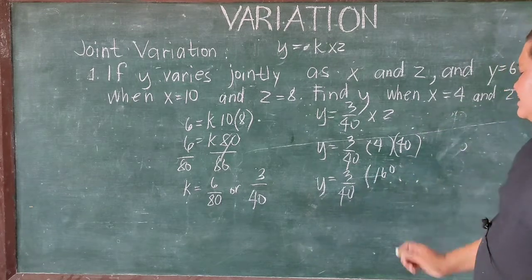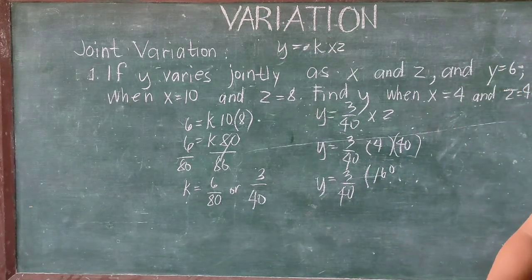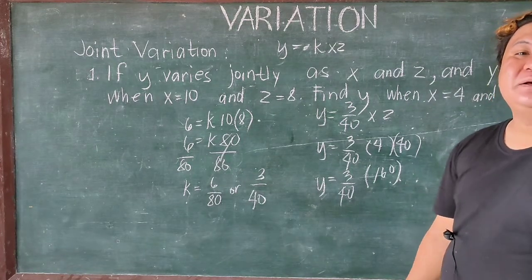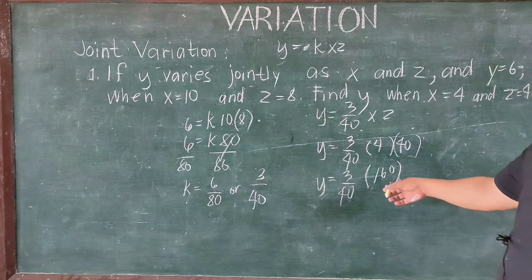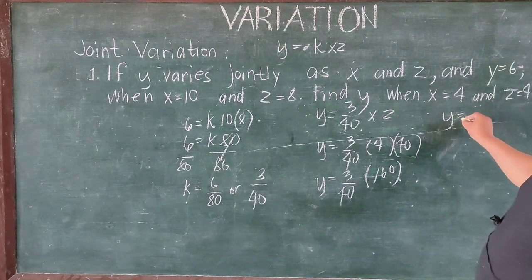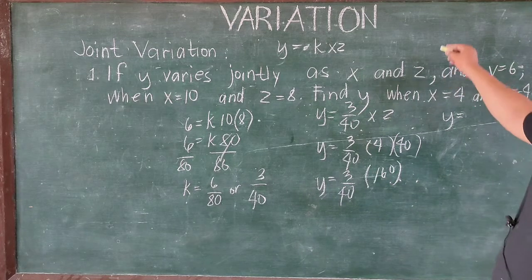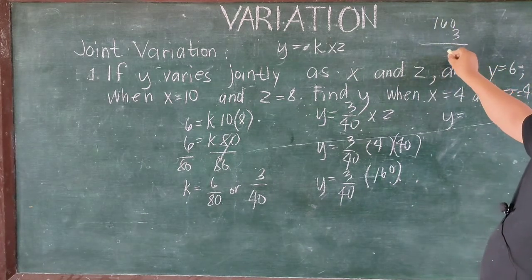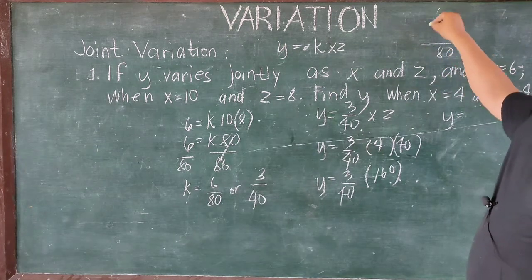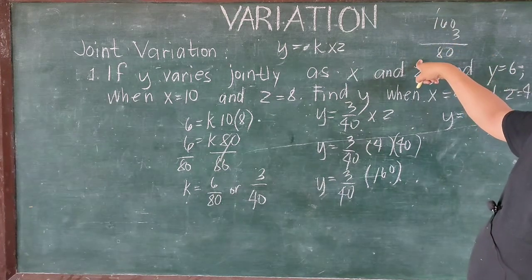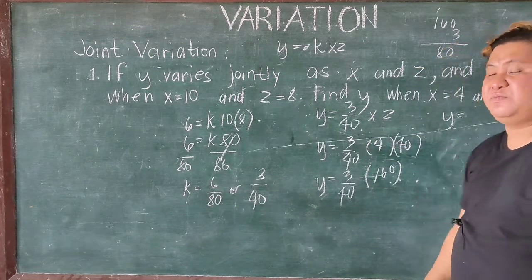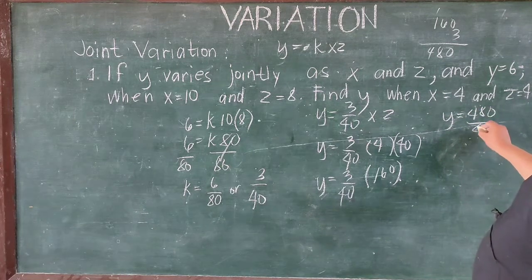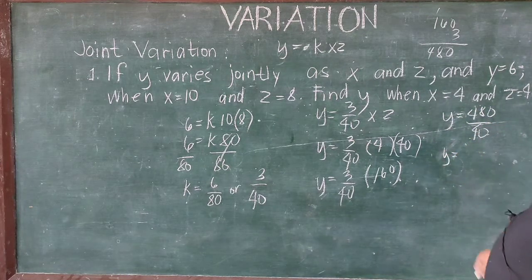Since it is multiplication, let us multiply the numerator. So we have y is equal to 160 times 3. You have 3 times 0 is 0. 3 times 6 is 18. Carry 1. 3 times 1 is 3 plus 1 is 4. That is 480 over 40.